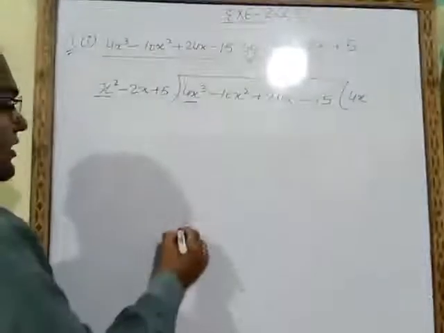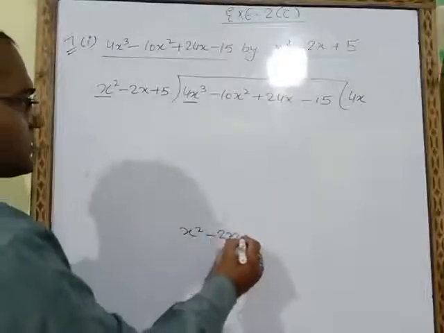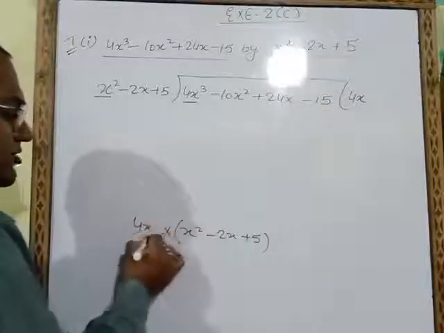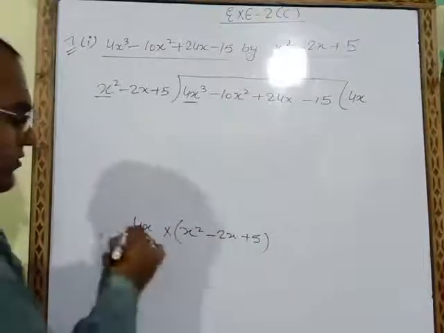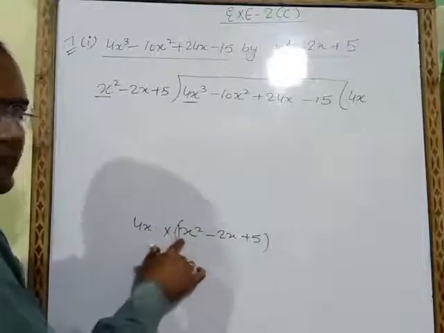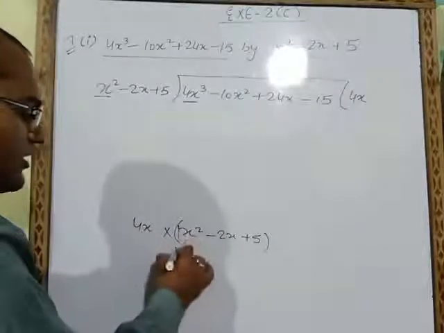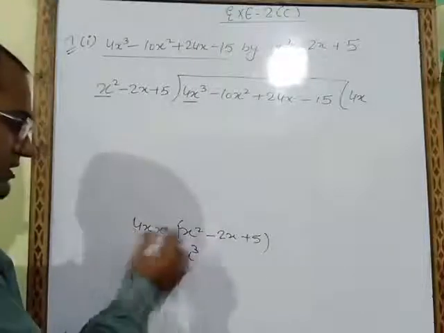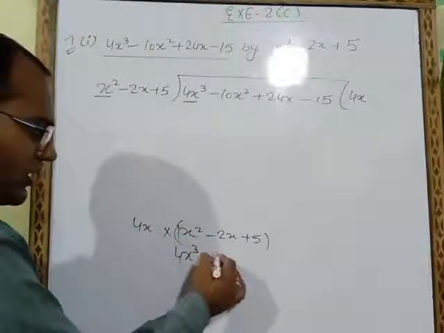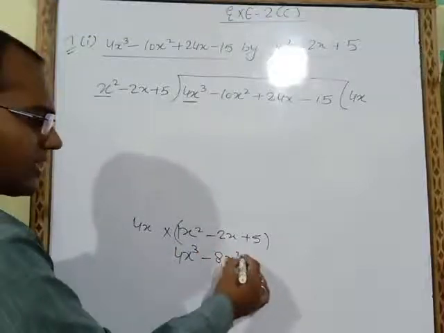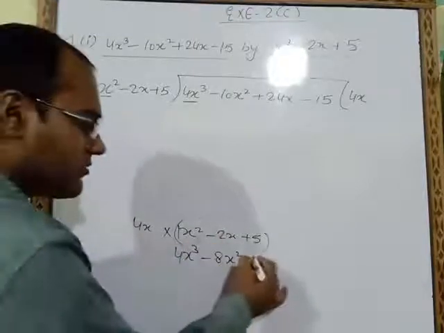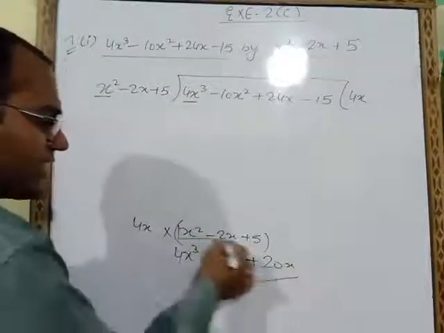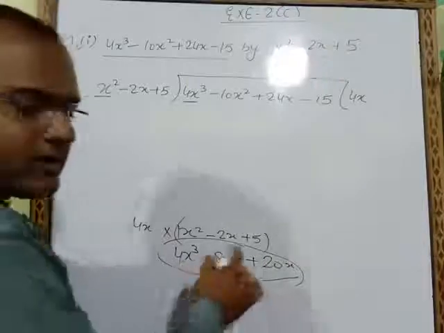So x square minus 2x plus 5, all three terms we have to multiply with 4x. When we multiply this 4x with all three: 4 times 1 is 4, here it is 1, no number is given, that means 1. 4 1s are 4. X into x square will be x power 3. Plus minus minus, 4 2s are 8. X into x will be x square. Plus plus plus, 4 5s are 20x as it is. So here we are getting the answer 4x cube minus 8x square plus 20x.